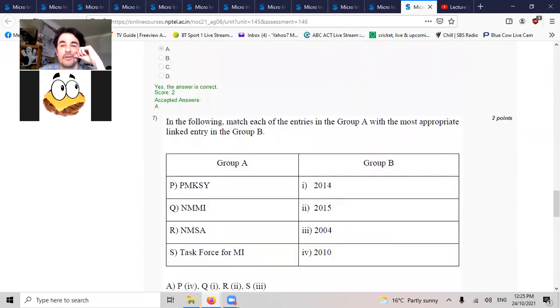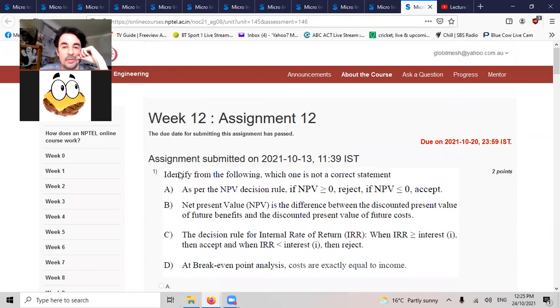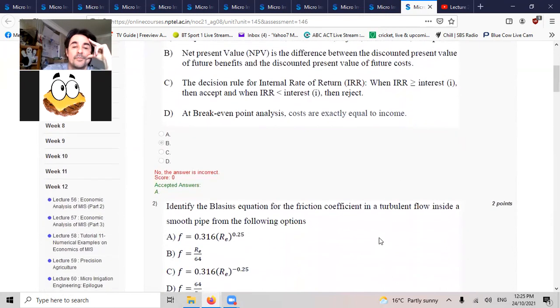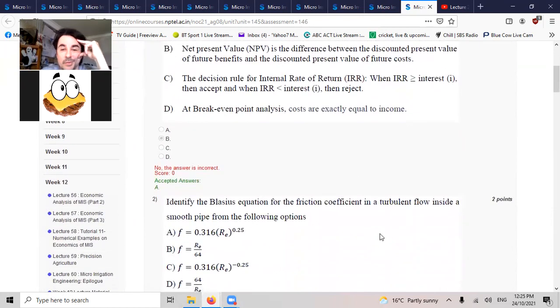Week 12. Finally come to the last week. Identify the following, which one is not correct? Well, you want the net present value above zero to accept. This is the first one. In Blaine's equation, which one's right? Well, you've got to have a negative.